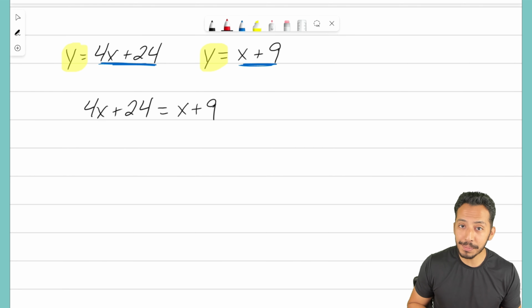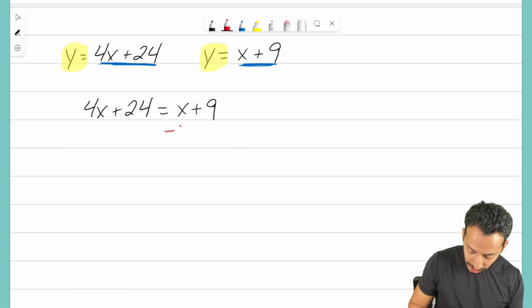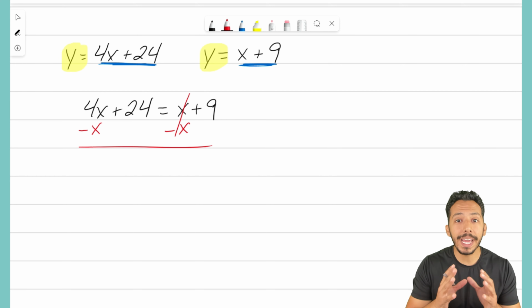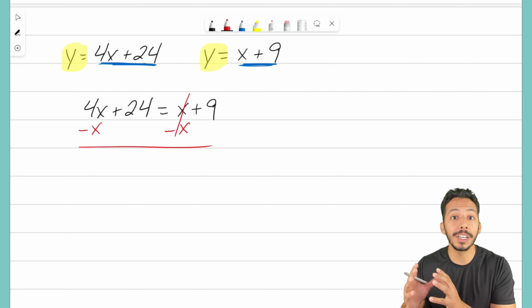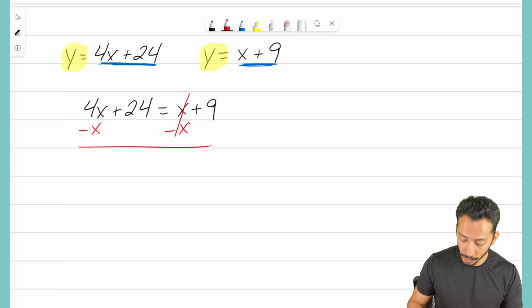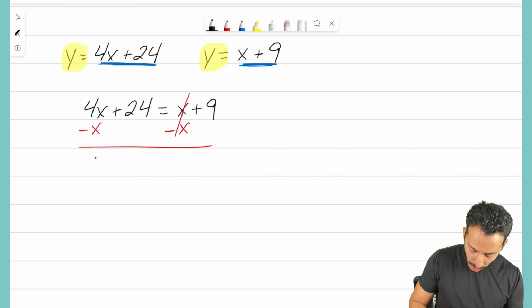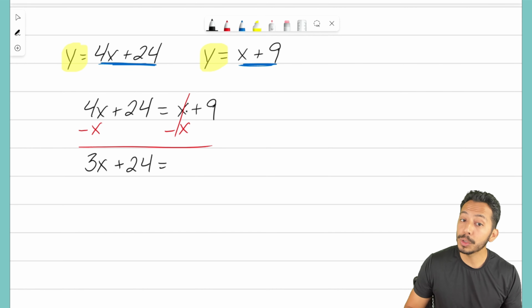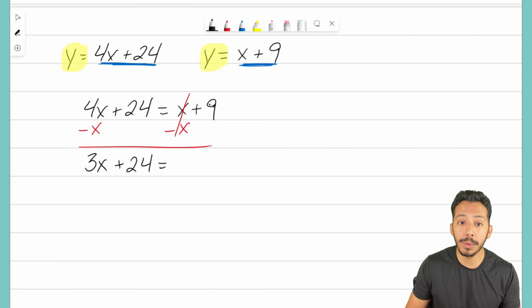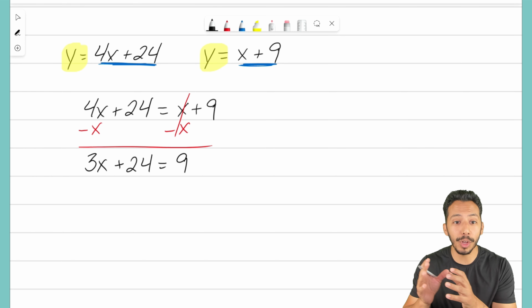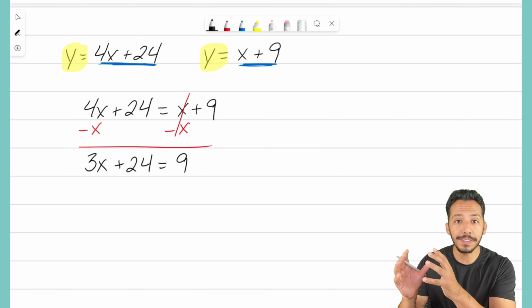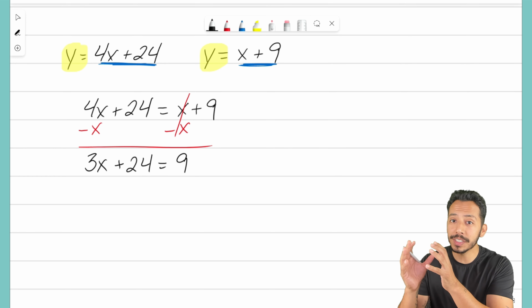I want to isolate my x variable. So I think I'm going to subtract the x on the right side over to the left side, to move my x's from one side to the other. So 4x take away an x is going to leave me with 3x. I still have plus 24. It equals, notice the x is zeroed out, x minus x is 0, I'm just left with positive 9. Because I moved my variable over from the right to the left, right? That x was moved over to the left side.